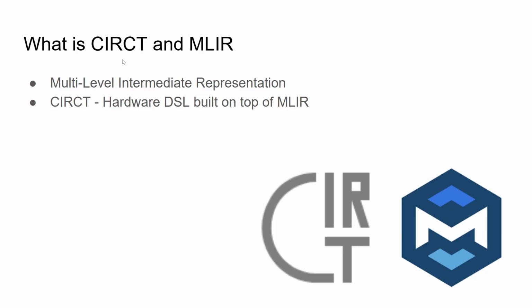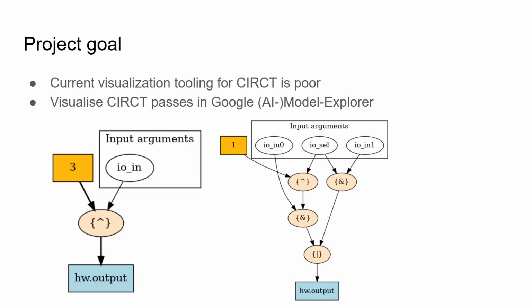CIRCT is a domain-specific language built on top of a multi-level intermediate representation, or MLIR as you'll hear us call it. CIRCT is designed to encode, well, hardware circuits, similarly to how Babalola does it, but at a more abstract level so that more things can compile down to it and optimizations are agnostic.